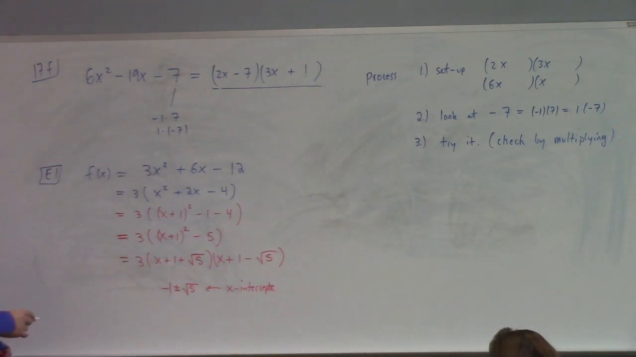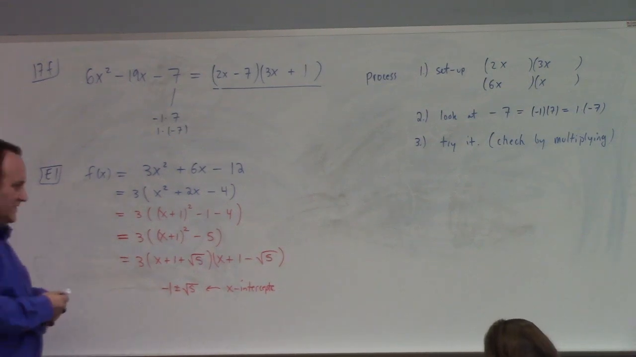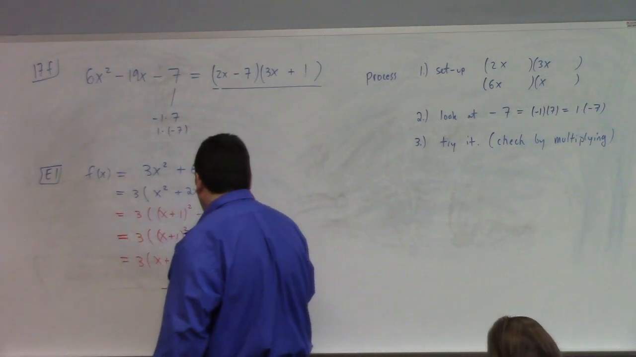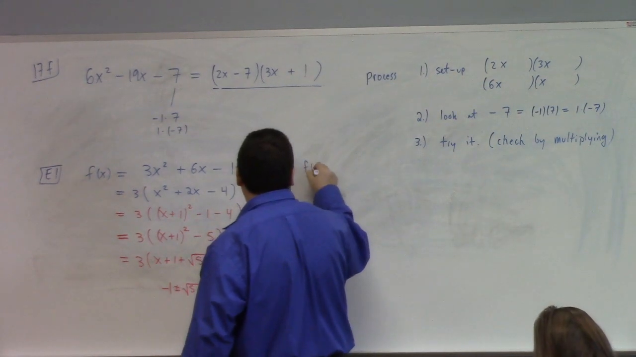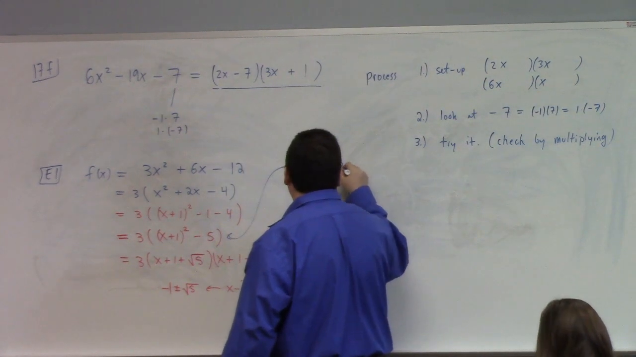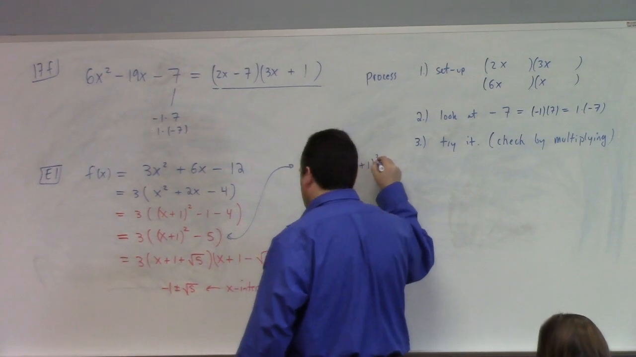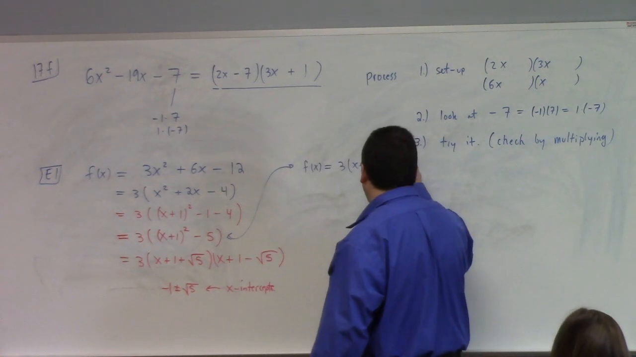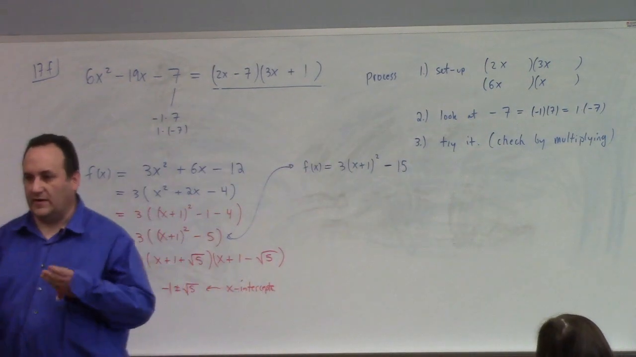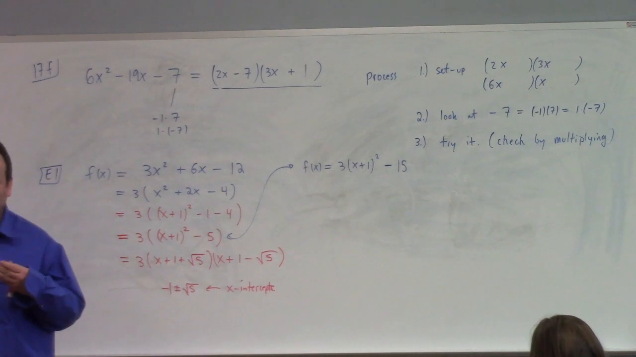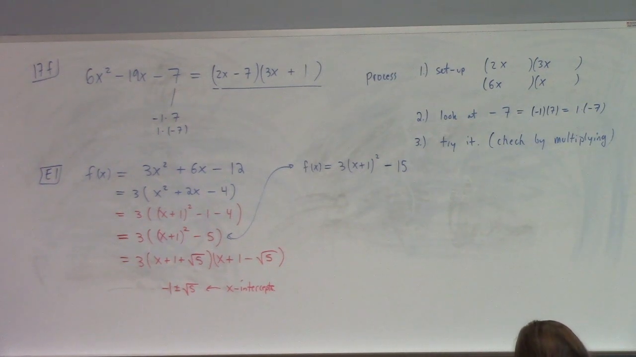You're like, but I asked about where the vertex is. I know, I'm getting back to it. So let me go back up a step to here. I can say f of x is equal to, well, multiply the 3 through: 3 times x plus 1 quantity squared minus 15. So generically speaking, once you have the formula for the parabola written in that format, you can just read the vertex off of it by inspection.